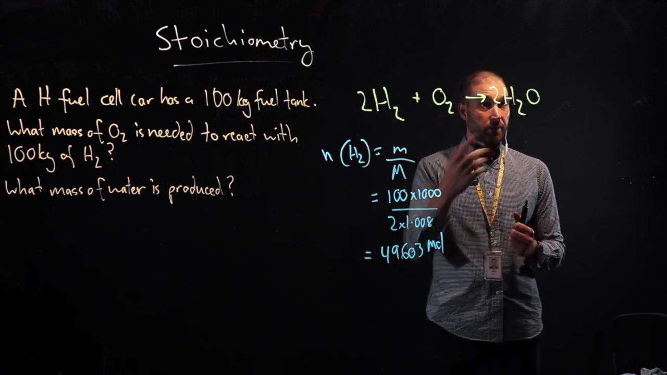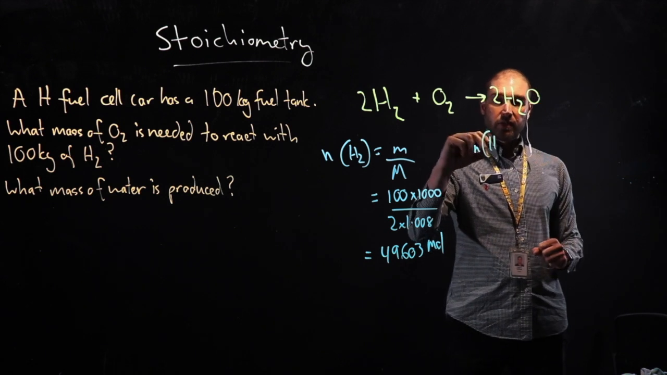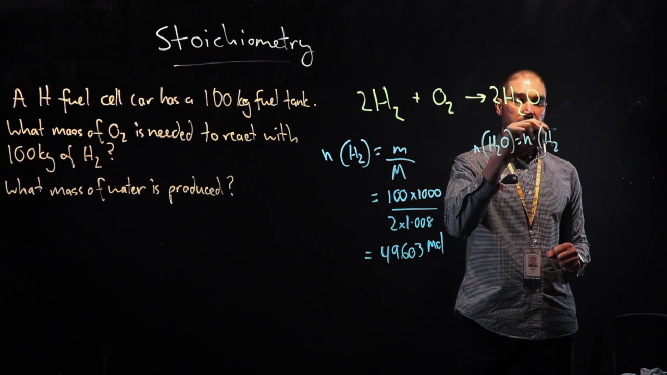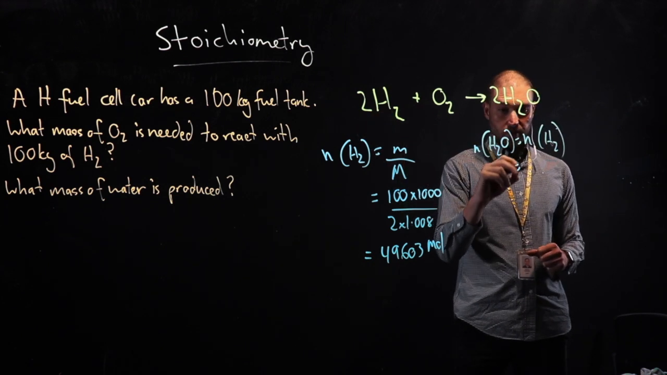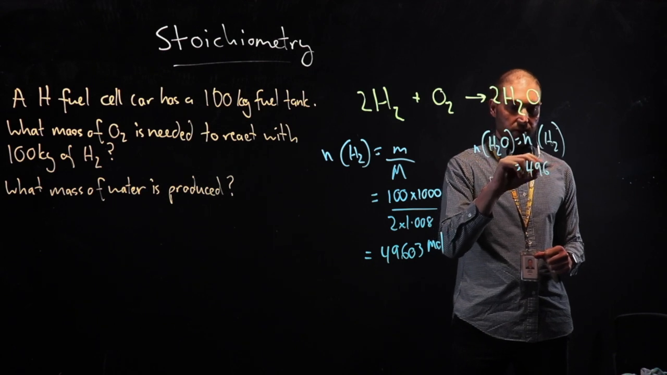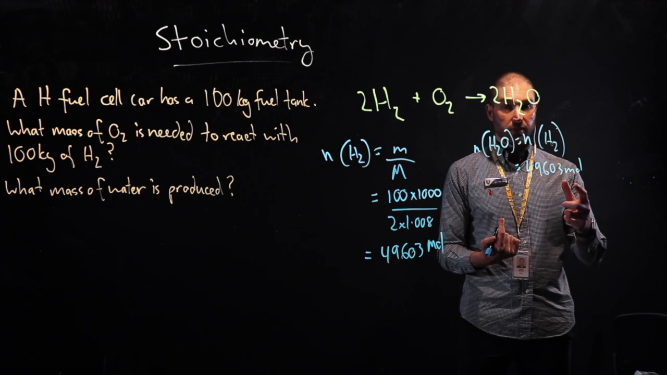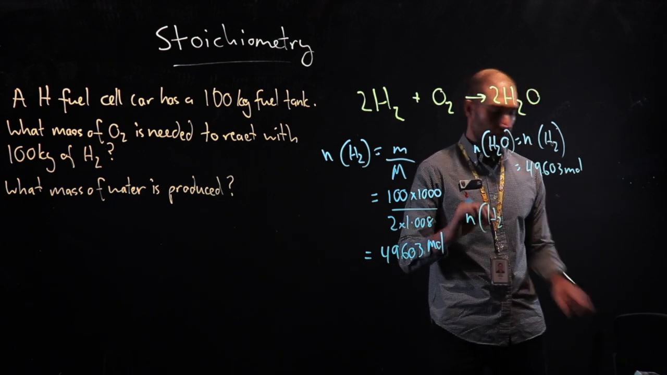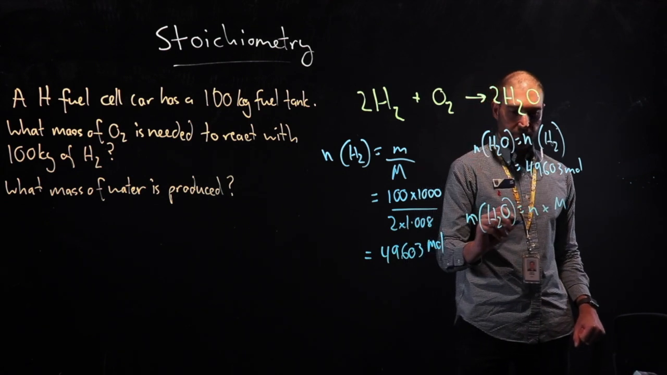So I need to figure out my number of moles of water, and from there I can figure out my mass of water. The number of moles of water is going to be equal to the number of moles of hydrogen because it's a 1-to-1 ratio. So 2 to here, 2 to here. Therefore my number of moles of water is going to be 49,603 moles. Now I've got my number of moles of water, I'm going to multiply that by the molar mass. Mass of water equals number of moles times molar mass.